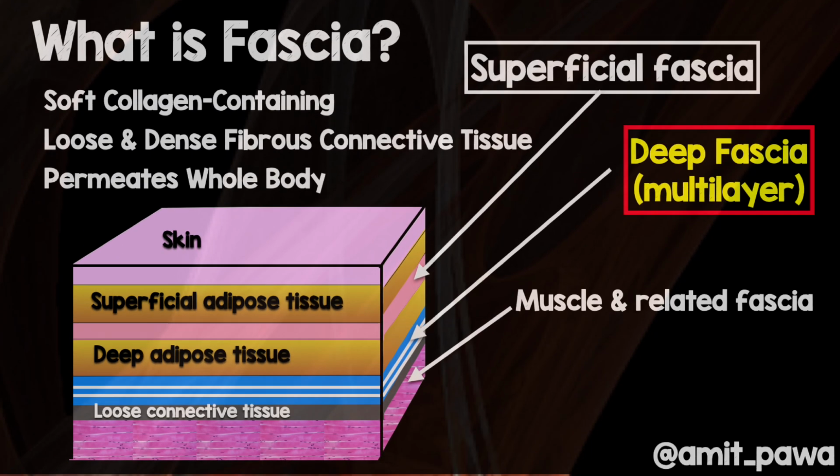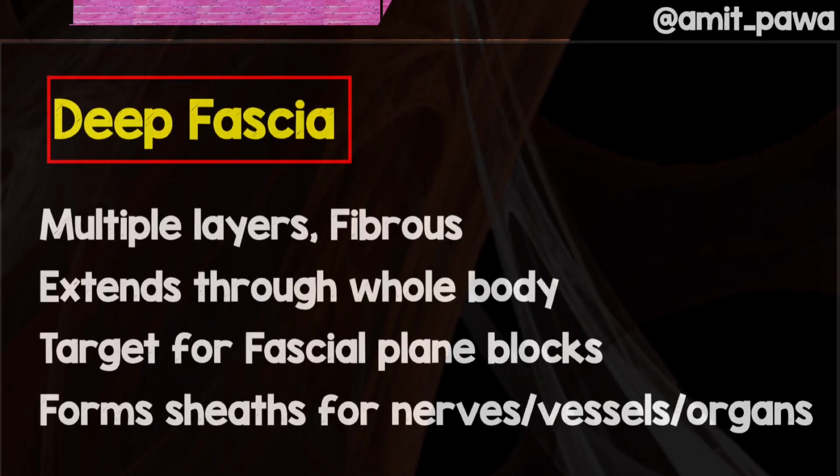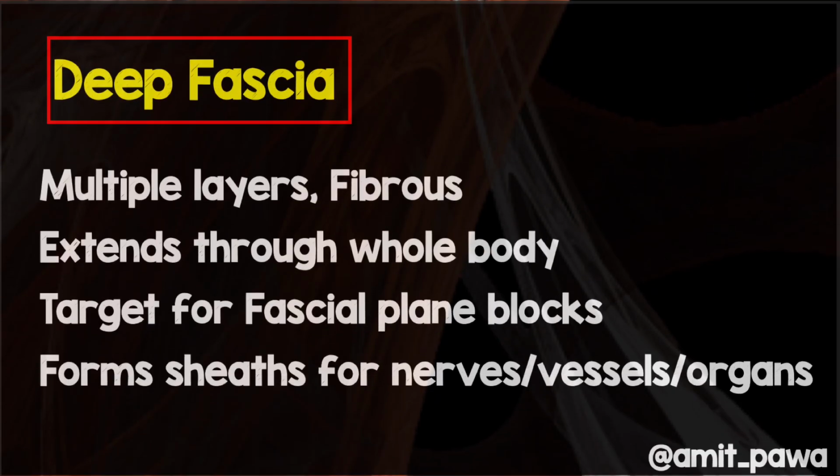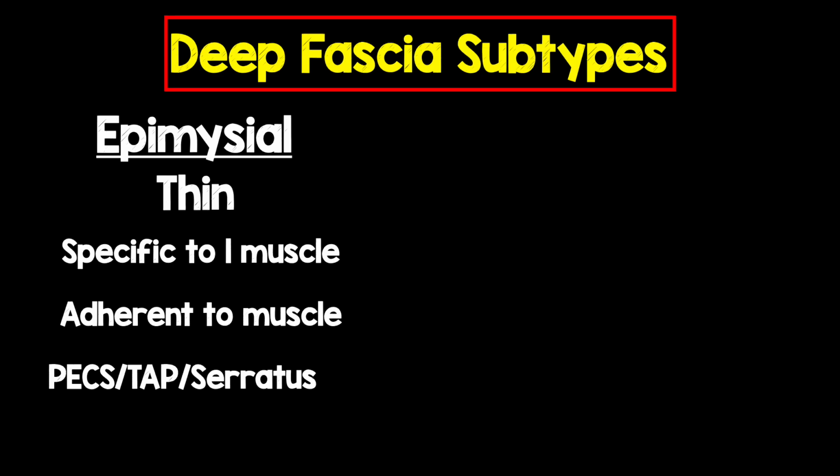So what is fascia? Well, it's a soft, collagen-containing, loose and dense fibrous connective tissue that permeates throughout the whole body. And the thing we're most interested in is the deep fascia, which tends to be multi-layer. As I said, it's fibrous and extends throughout the whole body, and that is the target for fascial plane blocks. And this deep fascia tends to form sheaths for nerves, vessels, and organs. There are a couple of subtypes.